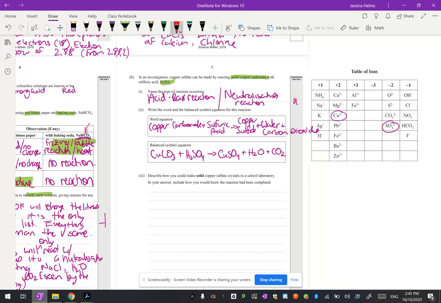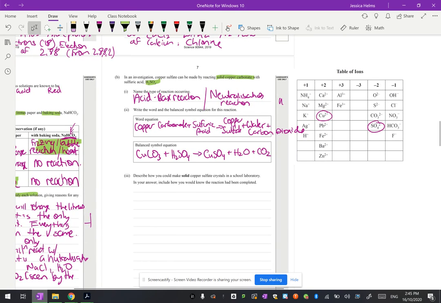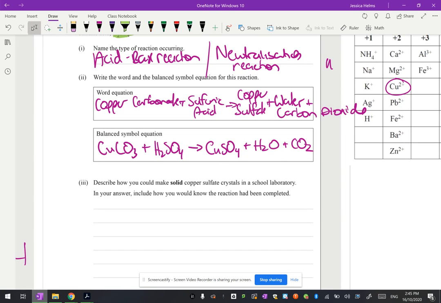Okay, now let's see if they're balanced. So we've got a copper on this side and a copper on this side, a carbon here, 3 oxygens here, and another 4. So that's 7 in total there. And then we've got 4, 5, 6, 7. So we're okay for oxygen. Hydrogen, we've got 2 on this side and 2 on this side. And sulfur, we've got 1 on this side and 1 on this side. So it is actually already balanced quite nicely.